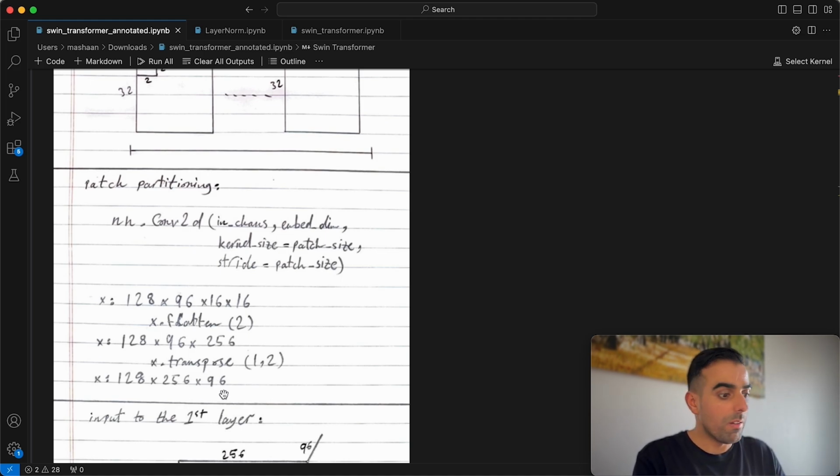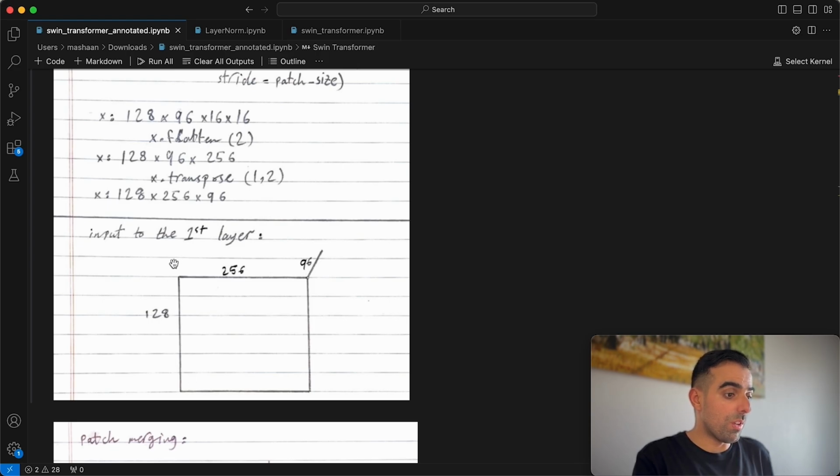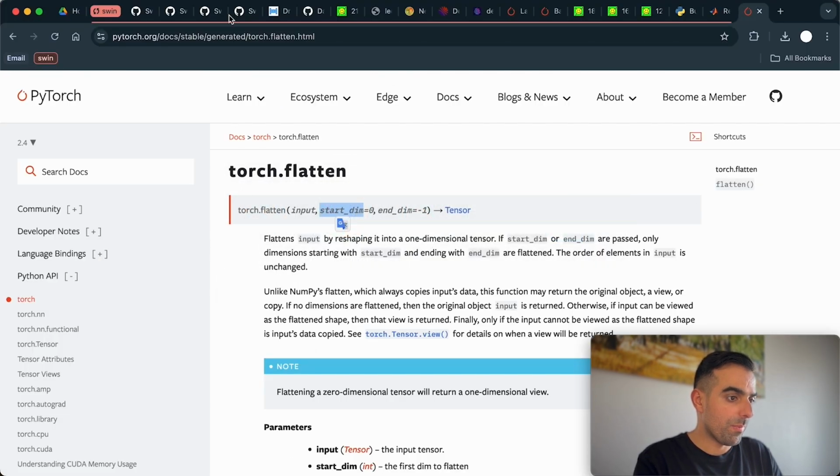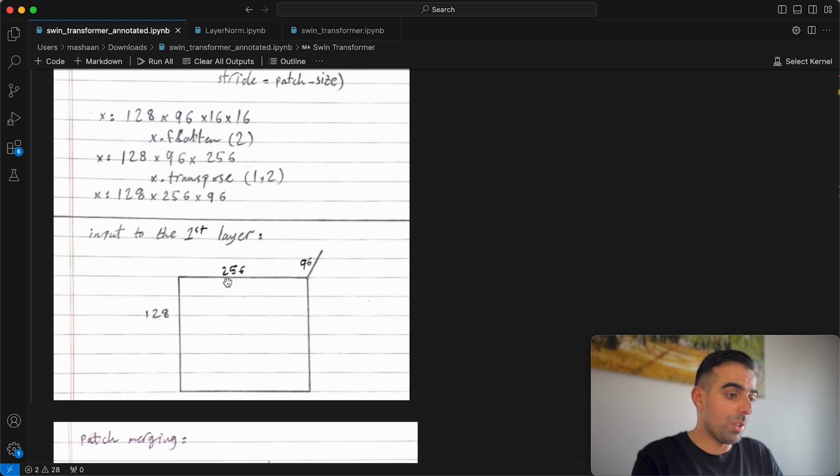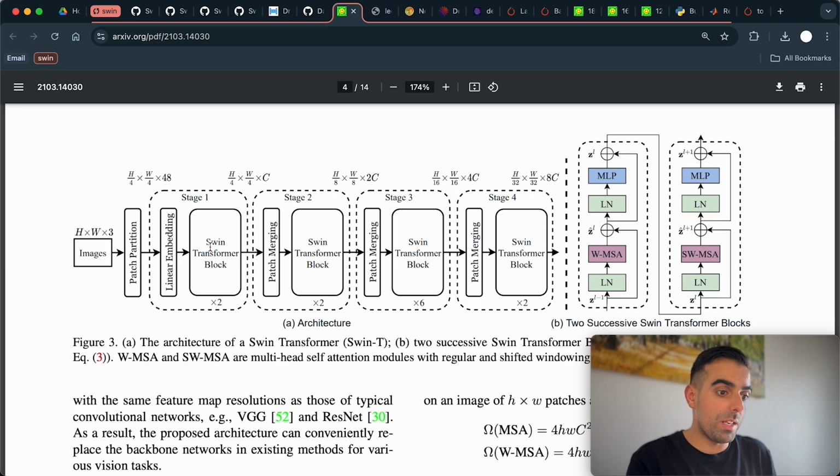After the class patch embedding, we will get a multidimensional array of size 128 images, 256 patches, and each patch has 96 channels. So the input to the first layer of the Swin Transformer will be of size 128 by 256 by 96. For the time being, just to explain the shape of the multidimensional array, we will skip what the Swin Transformer block does. We will get back to that later in this video.